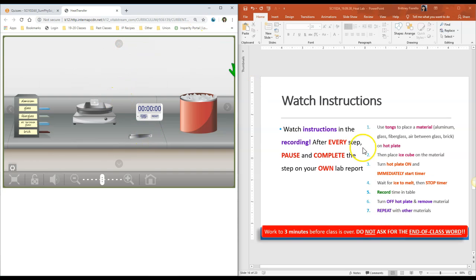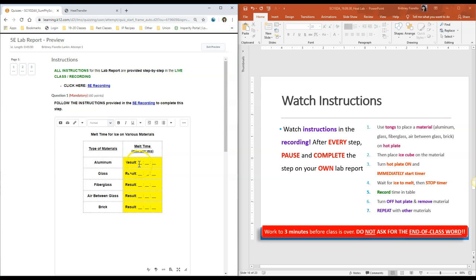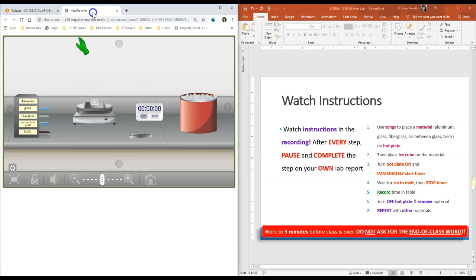You're going to see that we turn on the hot plate and the timer at the same time. Then we're going to wait for the ice to melt, at which point I will stop the timer for the aluminum. For all the future ones, I will not stop the timer. Instead, you will need to pause the video to figure out what time it stops melting. That's on you to make sure that you do that correctly. Then we'll record the time in our table here. You'll see that the first dash is minutes, the second one is seconds, and the next one is milliseconds, which is the exact same thing we have here.